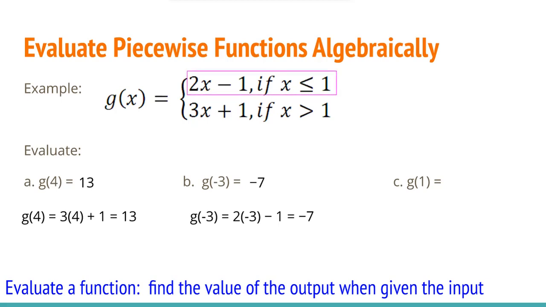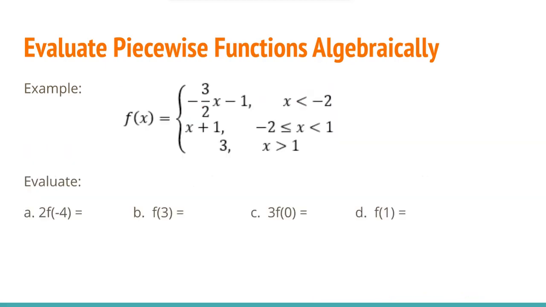The x value is 1, and that is less than or equal to 1, so we're using the top rule again. And when we substitute in the 1 into 2x minus 1, we find out that it equals 1. All right, let's look at another example.